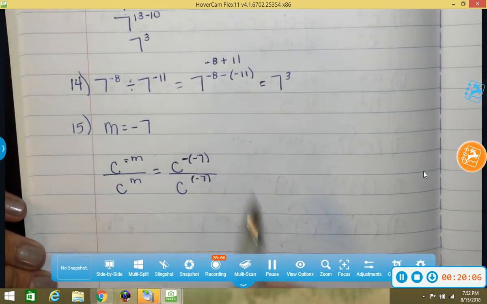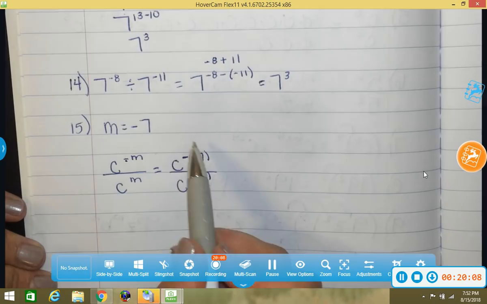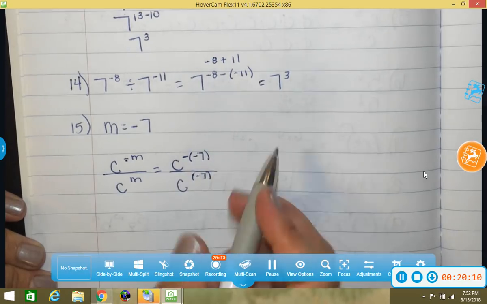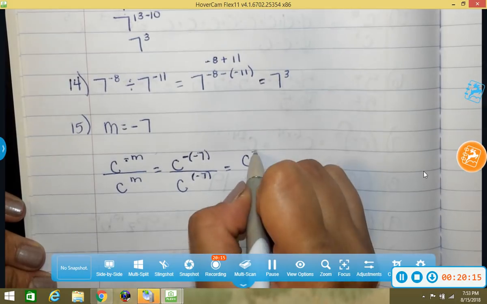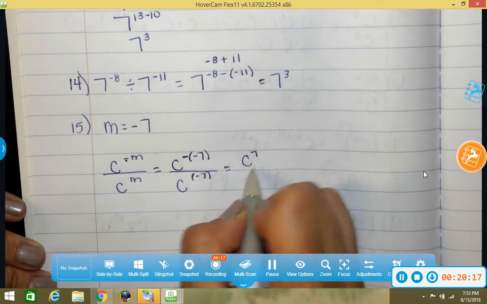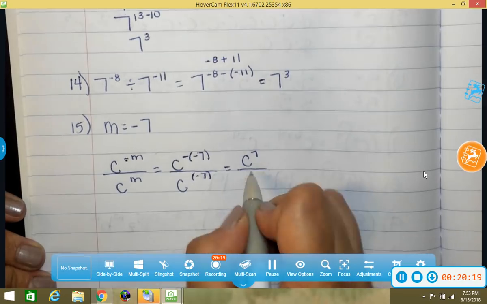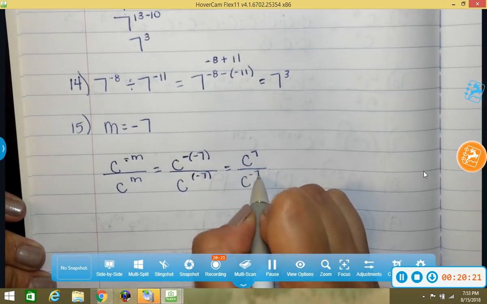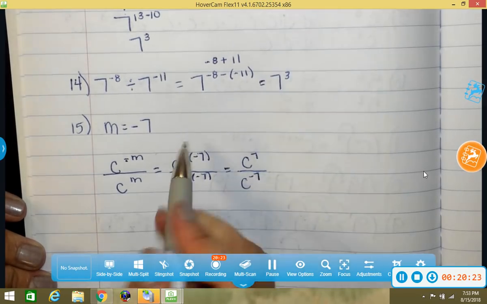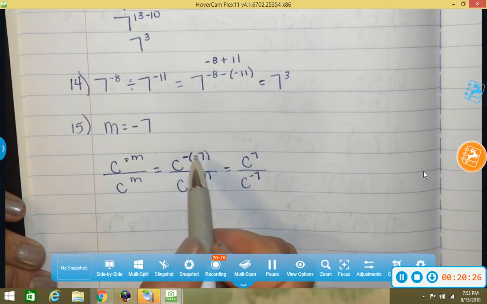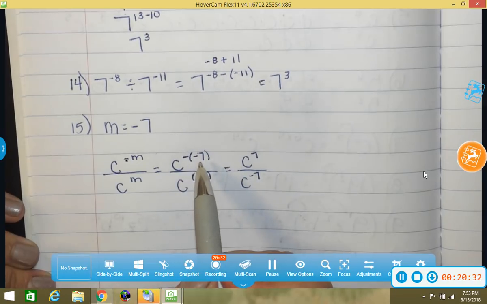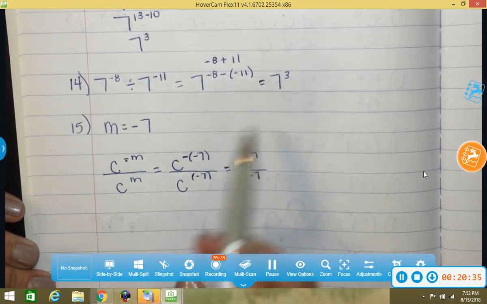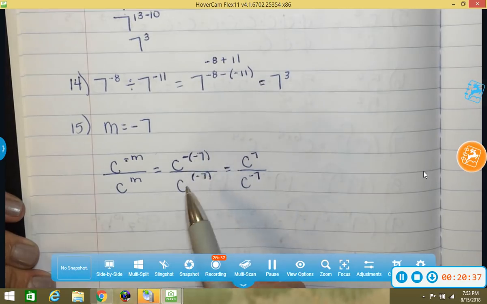Alright, so here the negative of negative 7, or negative 1 times negative 7, is a positive 7. So you have c to the positive 7th power divided by c to the negative 7th power. Again, I just want you to see you have a negative and a negative. A negative 1, if you will, times negative 7. So negative 1 times negative 7 equals a positive 7. Or negative times a negative equals a positive.